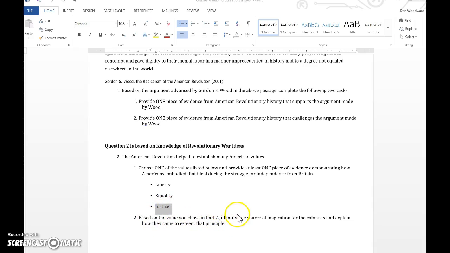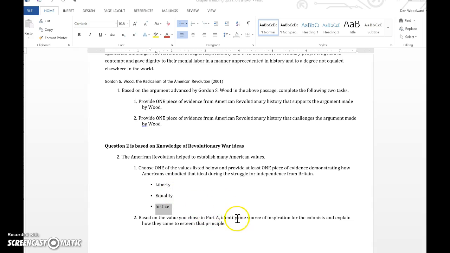Based on the values you chose in Part A, identify a source of inspiration for the colonists and explain how they came to esteem that principle. So when we're talking about liberty, equality, and justice, these are big ideals. A lot of you referenced George Washington as an inspiration for these things, but he was more of an example of an inspiration during the fighting that kept the colonists motivated to keep the fight going, whereas we need to be referencing guys like Thomas Paine and John Locke and anybody who took part in spreading the ideas to the colonists, getting them fired up about these things to motivate them towards pursuing these through revolution or a fight for independence.